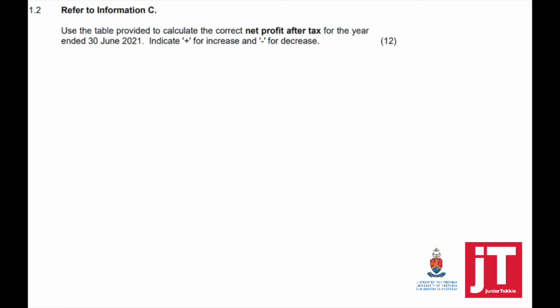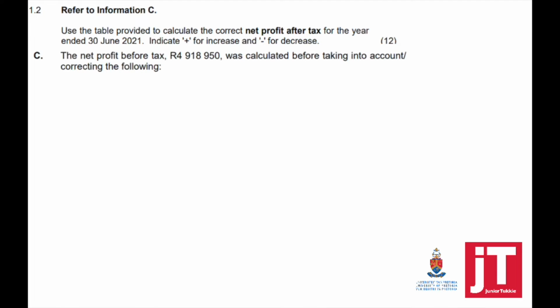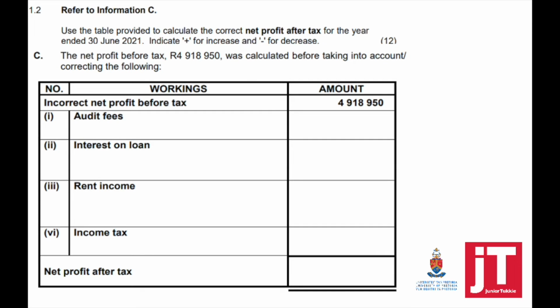If we now look at question 1.2, use the table provided to calculate the correct net profit after tax for the year ended 30 June 2021. The net profit before tax was given to you. So on your answer booklet, take note that it's given as the incorrect net profit before tax.